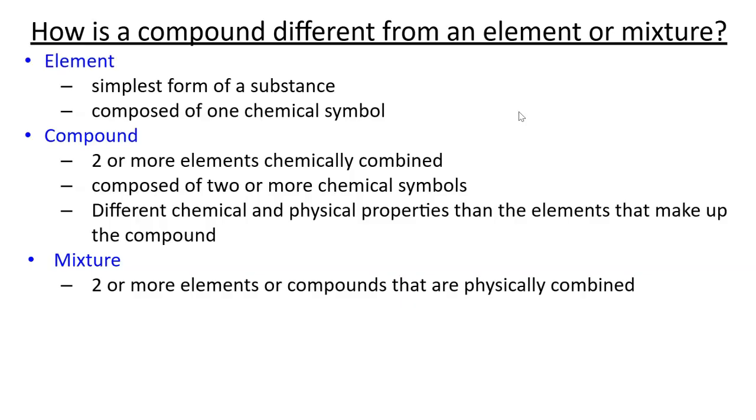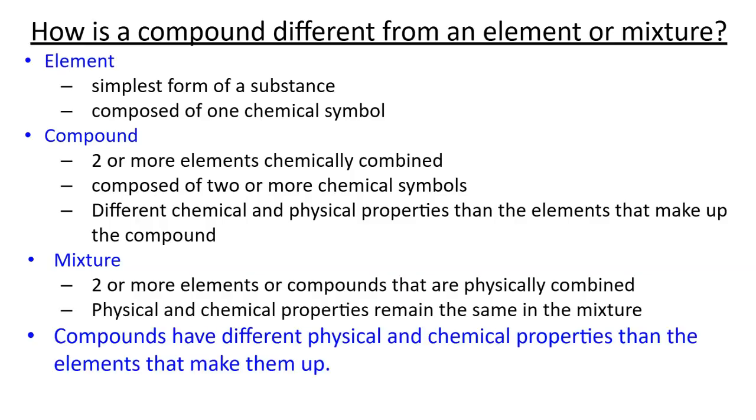So one thing to review before we start here is how an element is different from a compound. The element is the simplest form of a substance. It's only one symbol. A compound is two or more symbols that are chemically combined. This is different from a mixture because there's a chemical change that happens to elements when they become a compound, compared to a mixture where two or more things are just mixed together and they keep their own properties.